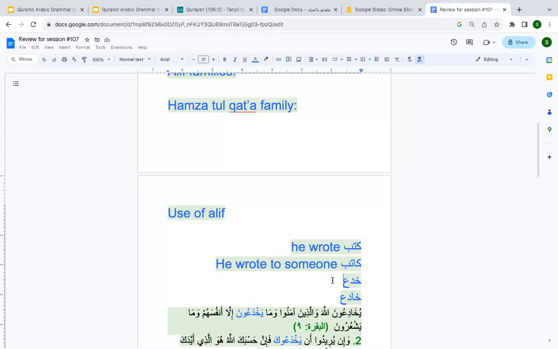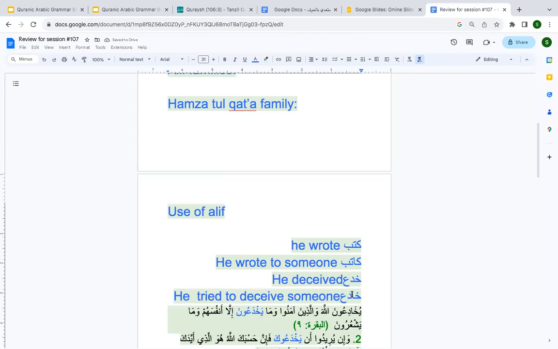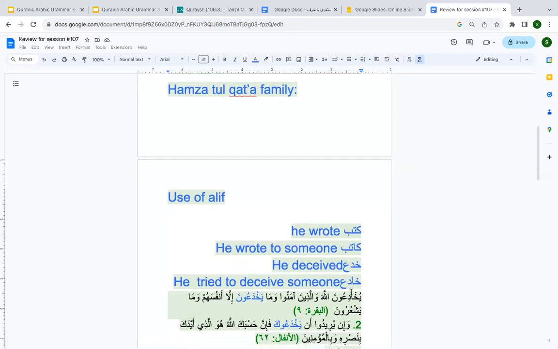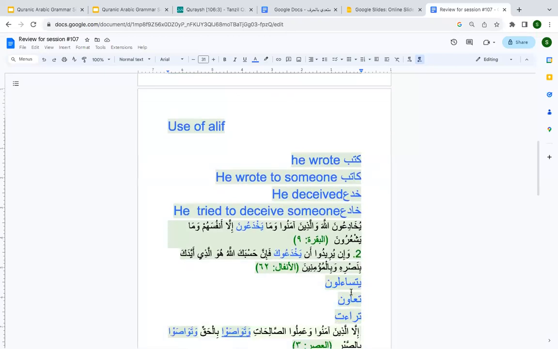So now let's come back. Khada'a means, and you have learned this word in Surah Al-Baqarah in the fi'lul mudari form, he deceived. But when it comes to khada'a, what does it mean? He tried to deceive someone. So now, when you have an alif, can you see that the action is occurring on somebody else and there's another party involved? Yes or no?